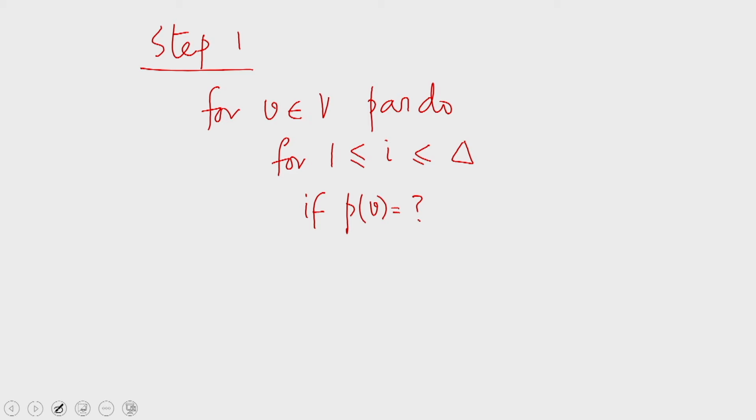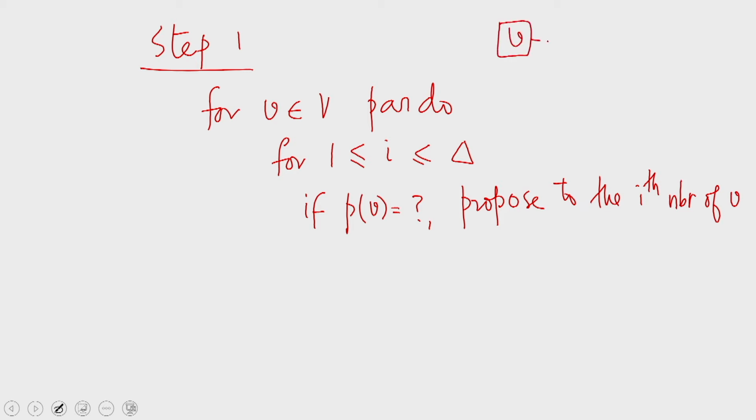If the predecessor of vertex V is undefined, then vertex V proposes to the ith neighbor of V. What we assume is that vertex V has an adjacency list. The first element in the adjacency list is its first neighbor, and the second element is the second neighbor, and so on. So, in the ith iteration, what vertex V does is to propose to its ith neighbor. So, it is asking its ith neighbor to be its predecessor. Vertex V might be the ith neighbor of some other vertex. So, vertex V might get some proposal.